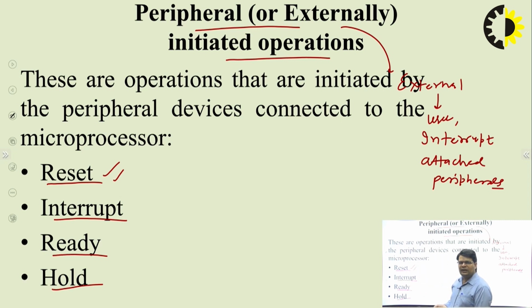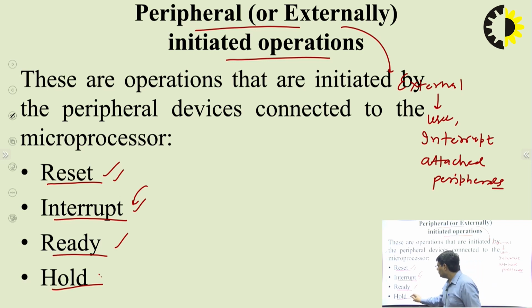The attached peripheral device may send a request to the microprocessor in the form of interrupt for stopping the execution of the currently executing program for a high priority task. So the signal is in the form of interrupt. Another may be ready, to tell the microprocessor whether the attached IO device is ready for data transfer or not.